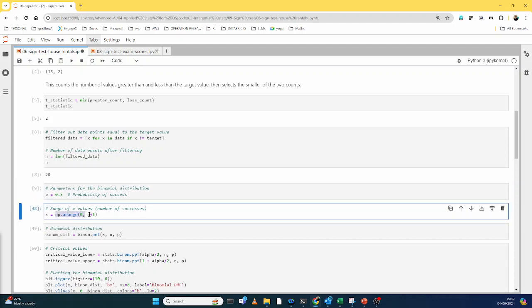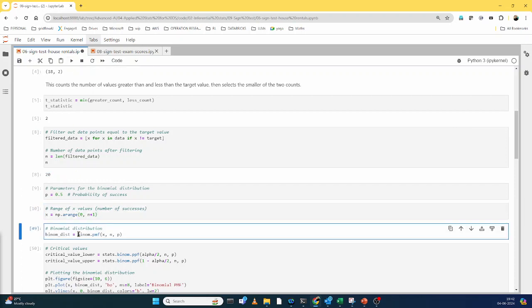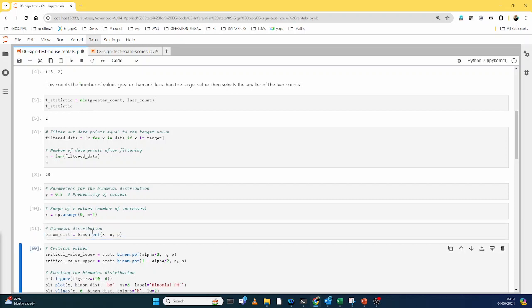Now we're going to take a range of values, like number of successes. Number of successes cannot exceed 20. So we're going to take that 0 to 20. And then we have a probability mass function for each of the values, which is basically the number of successes, like 0, 1, 2, 3, 4. And that's the binomial distribution.